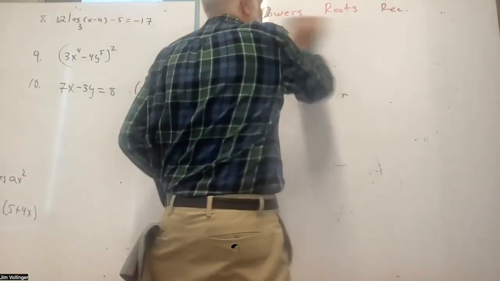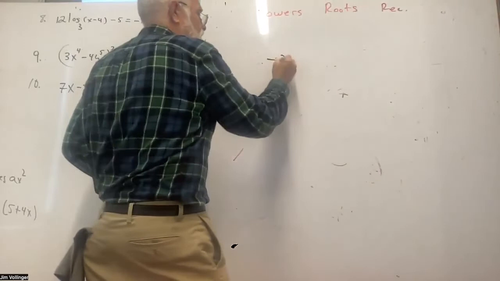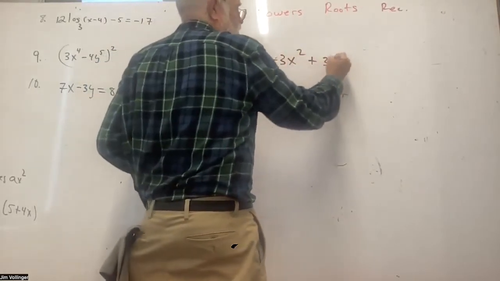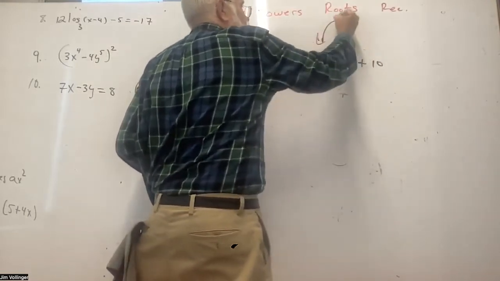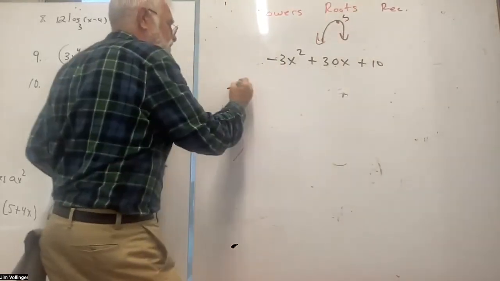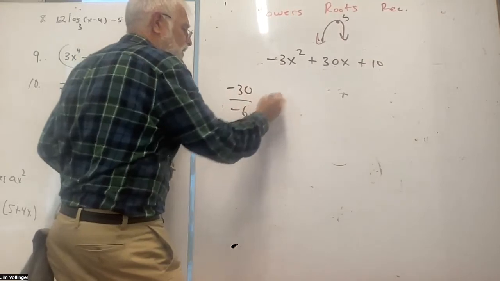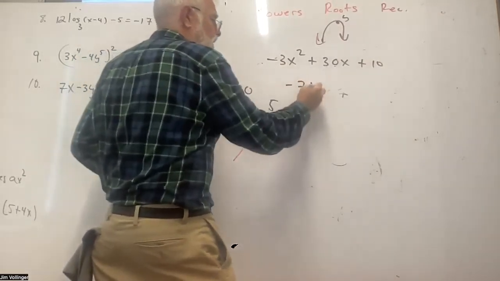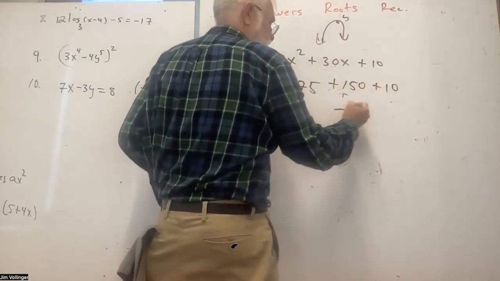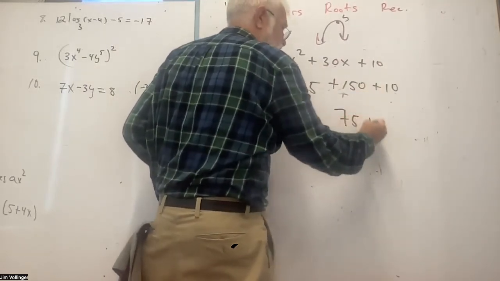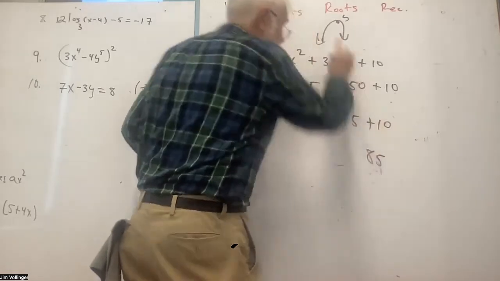I'll do one more, do a maximum this time. Minus 3x squared plus 30x plus 10. Okay, that's cup shape down. That means I'm looking for that y value. Minus b, minus 30 over minus 6 is positive 5. I put it in. That's minus 75 plus 150 plus 10. That's going to be a positive 75 plus 10. That's 85 is the maximum value there.